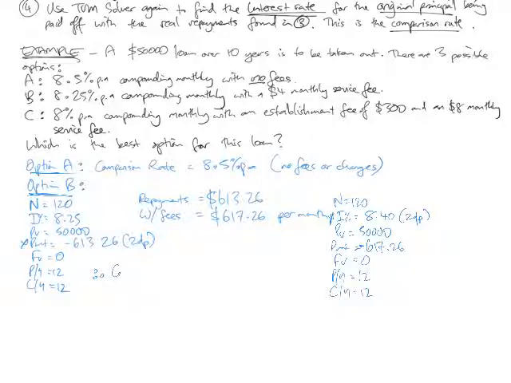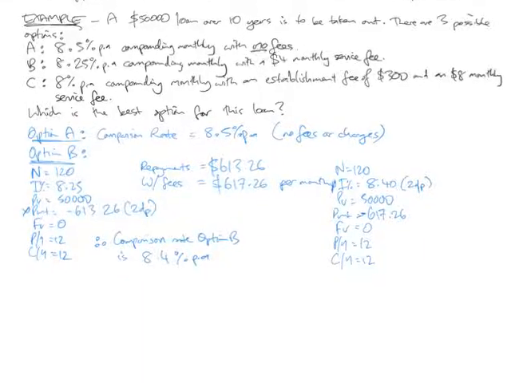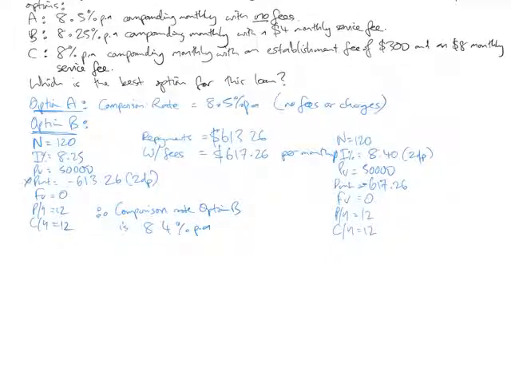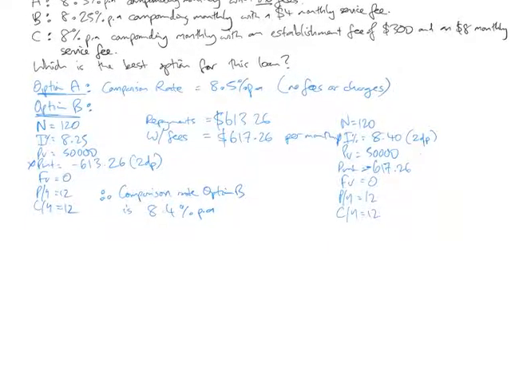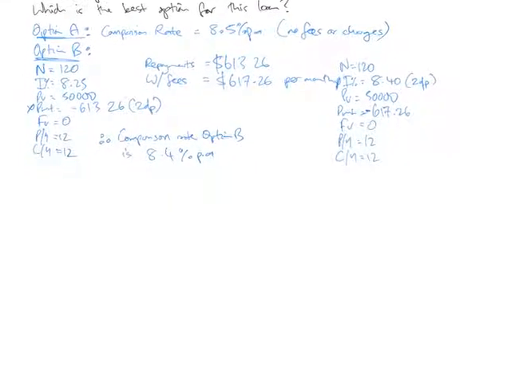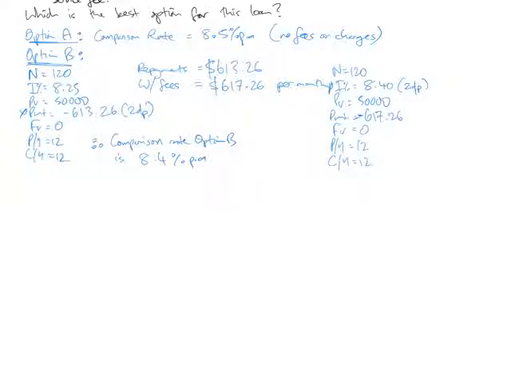Therefore, comparison rate option B is 8.4% per annum. So we've got option B here. It looks better now because it's a fair comparison. It includes the fees and charges. It's better than option A. So we know option B is better than option A. The last thing to do is option C.